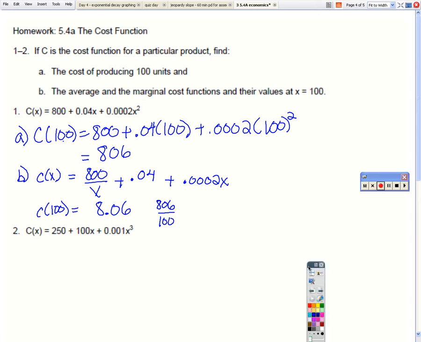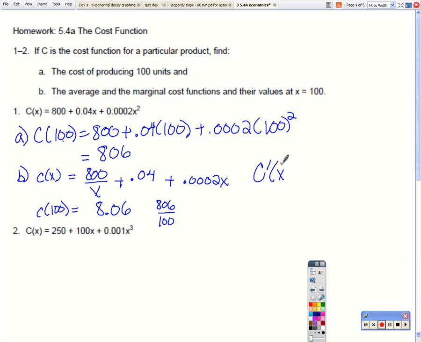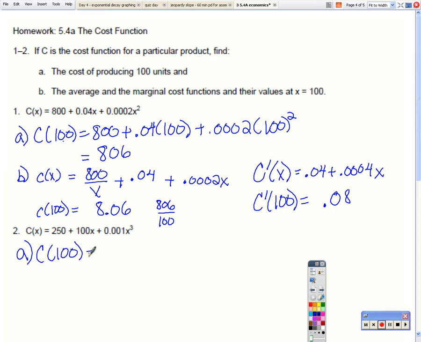items. Now for the marginal cost, the derivative of your cost function is 0.04 plus 0.0004x. When we plug in 100 to find the marginal cost, or the derivative at 100, we get 0.08. We're going to do the same thing for number 2. The cost of 100 items.